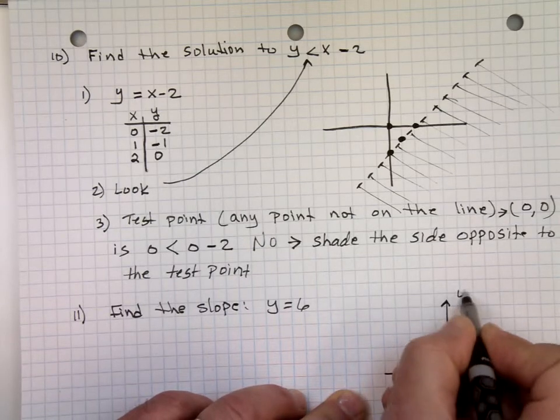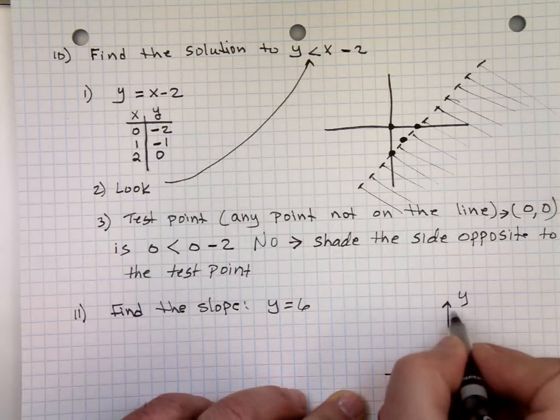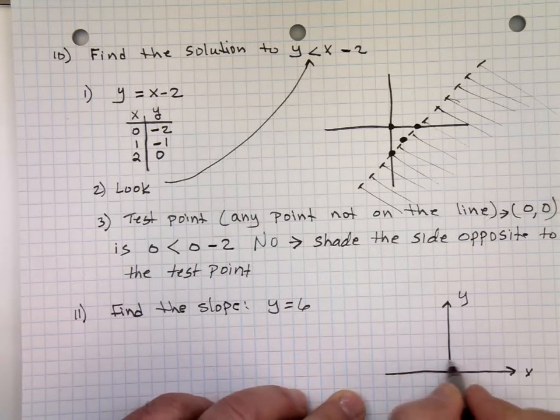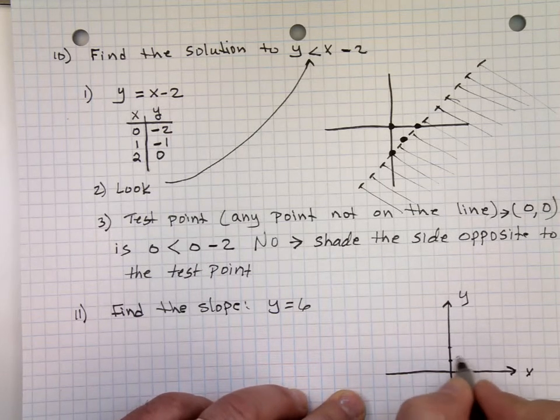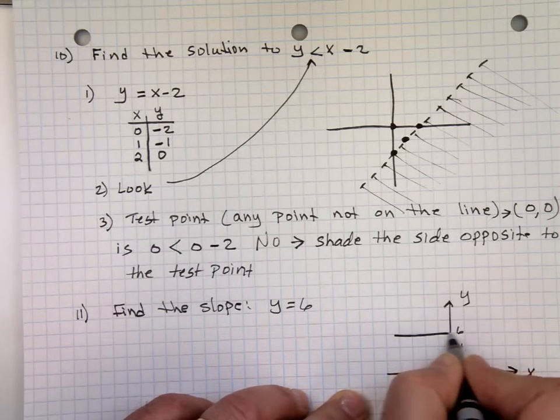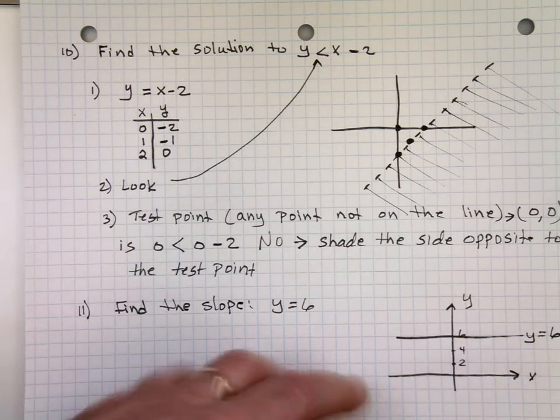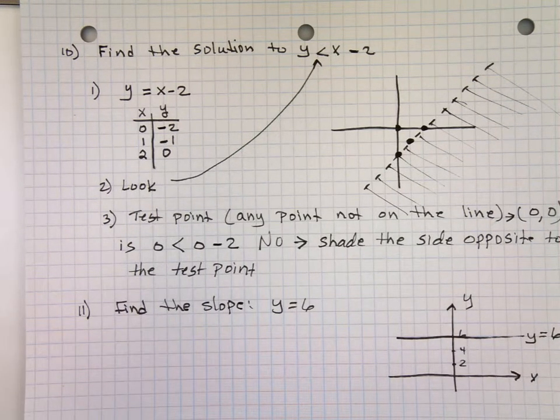Horizontal. 1, 2, 3, 4, 5. Oh, that's not high enough. We'll go by 2. 2, 4, 6. Y equals 6 is this line. What is the slope of that line? There's no slope. 0 slope.